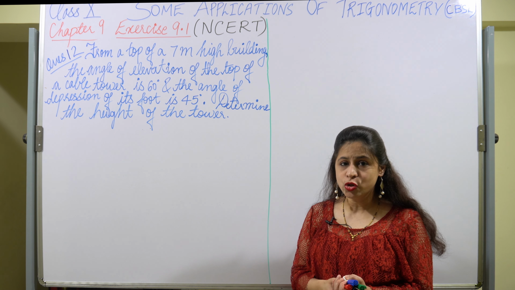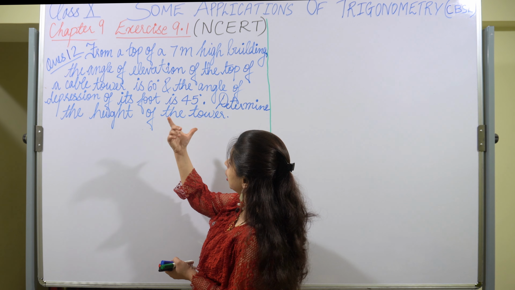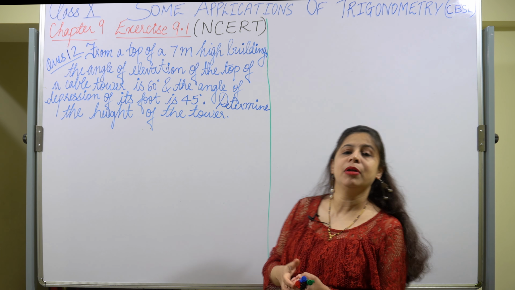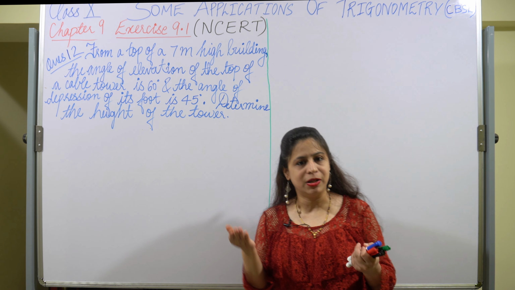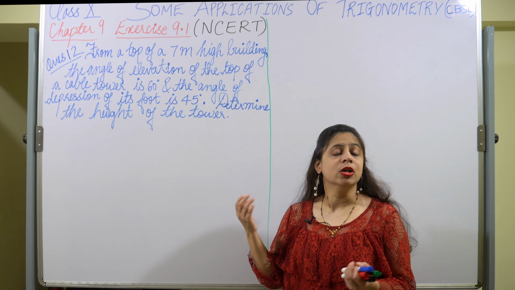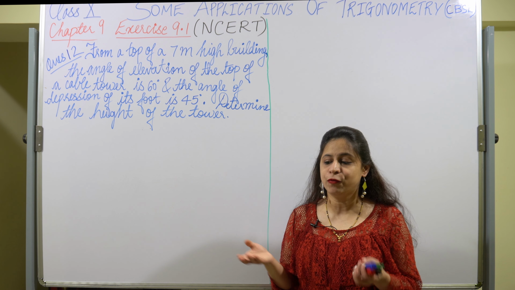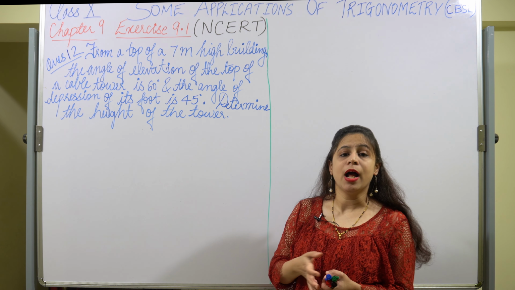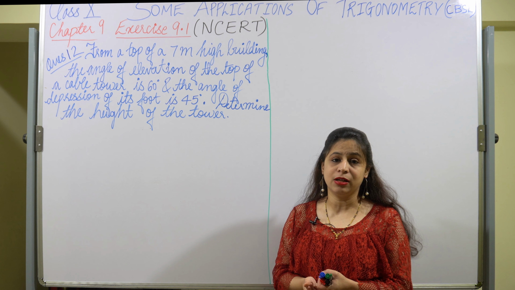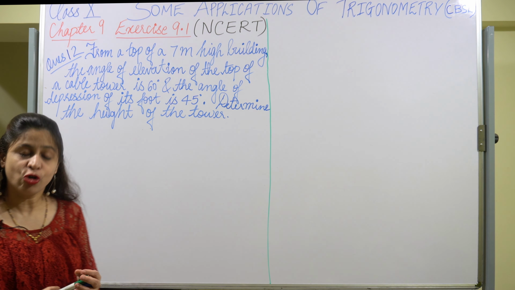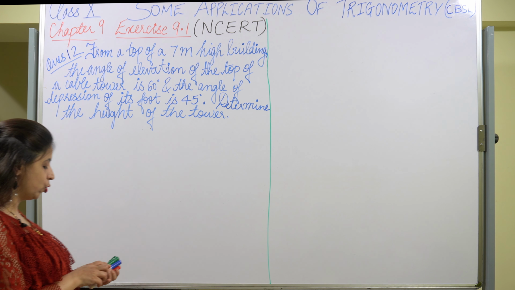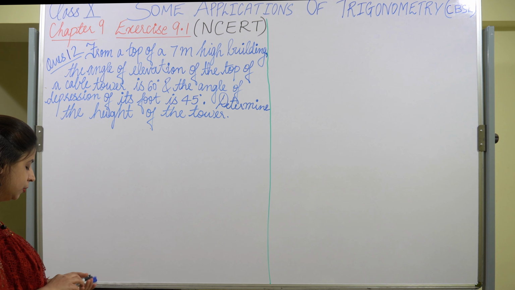So it is being given to us that a building and a cable tower are given, and we have been given two angles, the angle of elevation and the angle of depression. The angle of elevation is always seen from the bottom to the top, and the angle of depression is seen from the top to the bottom. Okay. So let us draw the figure first of all.